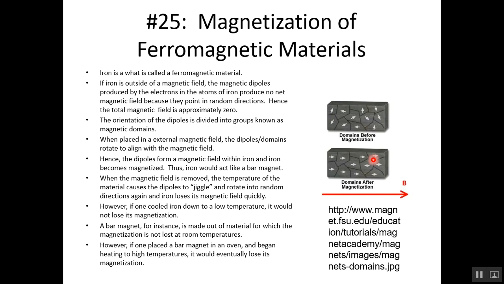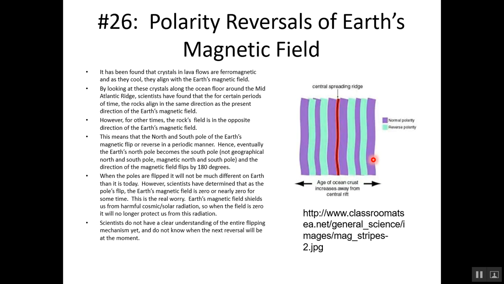And to get the magnet back, what you need to do is heat it up again so the atoms are easier to move. Stick it in a magnetic field and then cool it back down to room temperature, and then it would be a magnet again. Right? That's how magnets become magnetized.